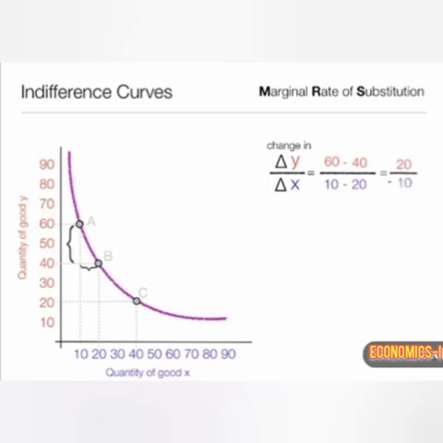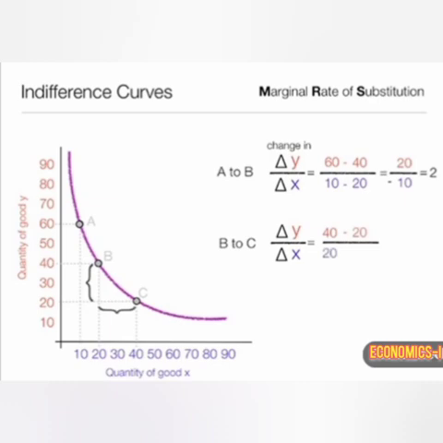Again one more, B to C. Change in y divided by change in x is equal to 40 good y minus 20 good y, divided by 20 good x minus 40 good x, is equal to 20 divided by negative 20, which is 1 by negative 1. Again one more, C to D point: change in y divided by change in x is equal to 20 minus 10 divided by 40 minus 70, is equal to 10 by negative 30, is equal to 1 by negative 3.